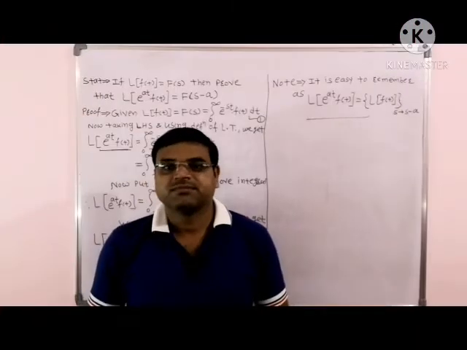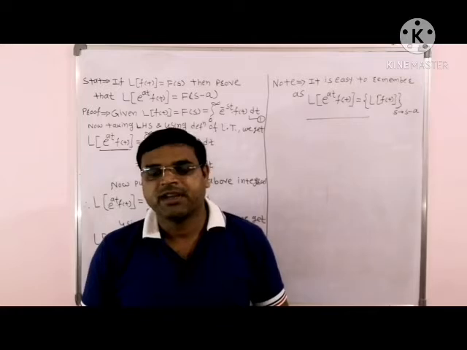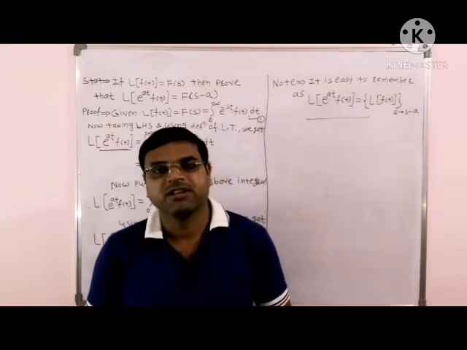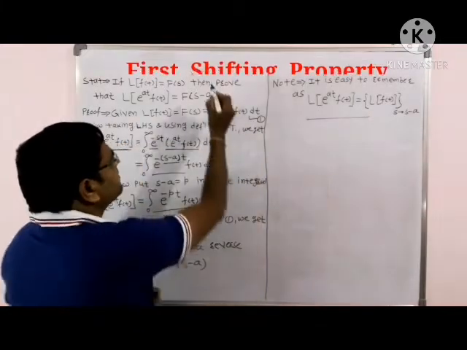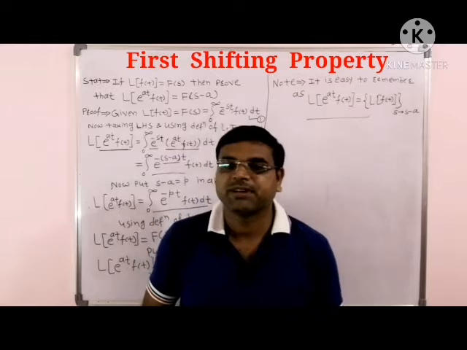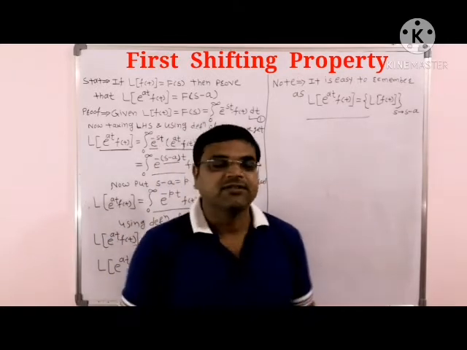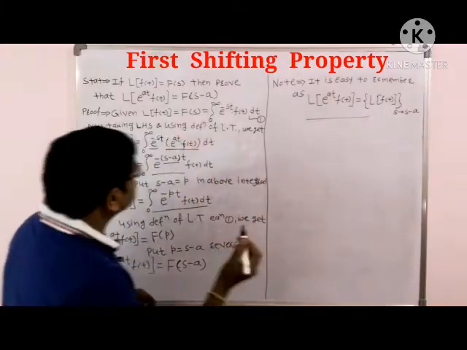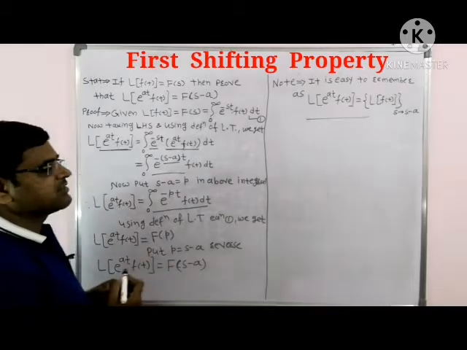Hello dear student, in the last lecture we saw the linear property and some problems on it. Today we are going to start the shifting property. There are two types of shifting property, the first shifting property and the second shifting property. Today we will see the first shifting property. What is the statement of the first shifting property? We will see the statement.